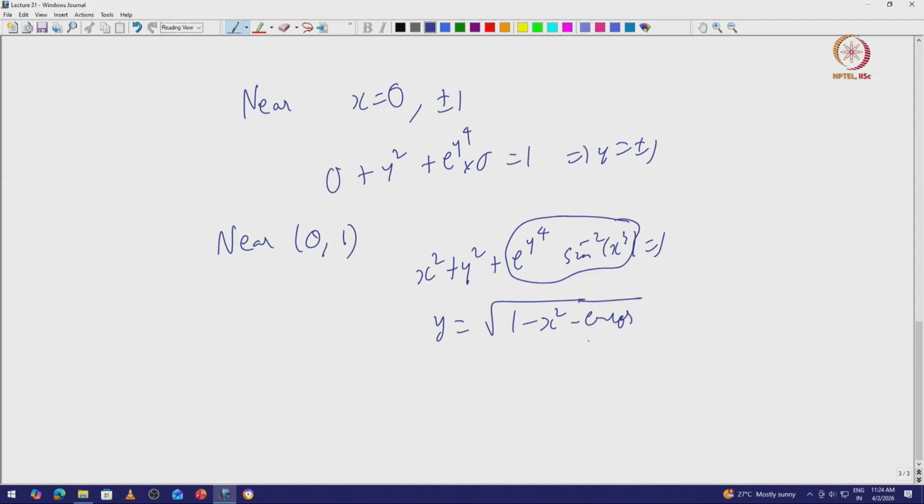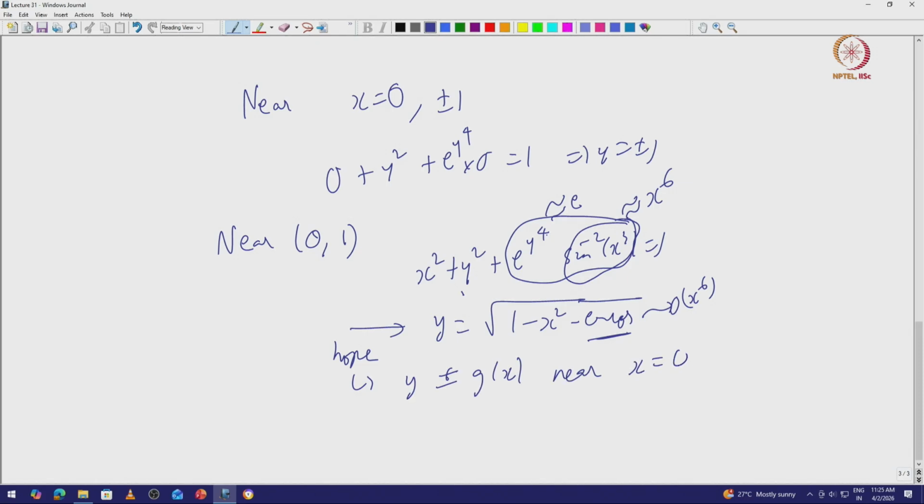Now this error term, if you wish, is going to be roughly like x raised to 6 in some sense, right? Because this is roughly like x raised to 6. Y is approximately 1, so this is approximately e. So this entire thing is roughly like x raised to 6, okay? It's such a small error that you can probably hope that indeed y can be solved for in terms of x. So the hope is y equals g of x near x equals 0, y equals 1.